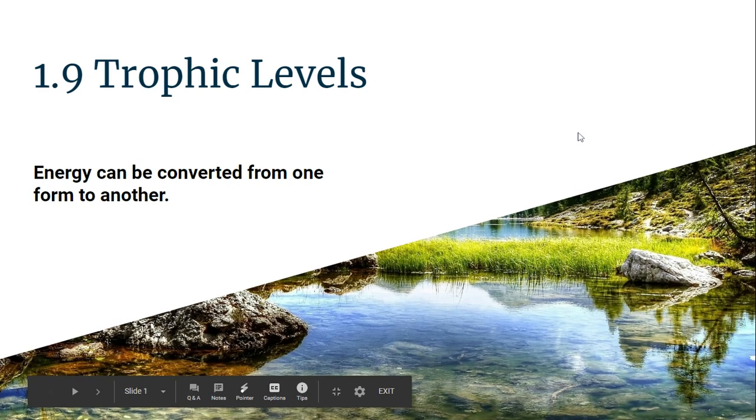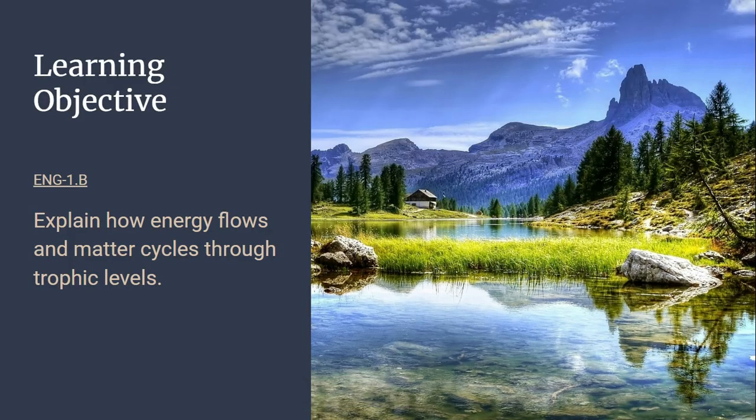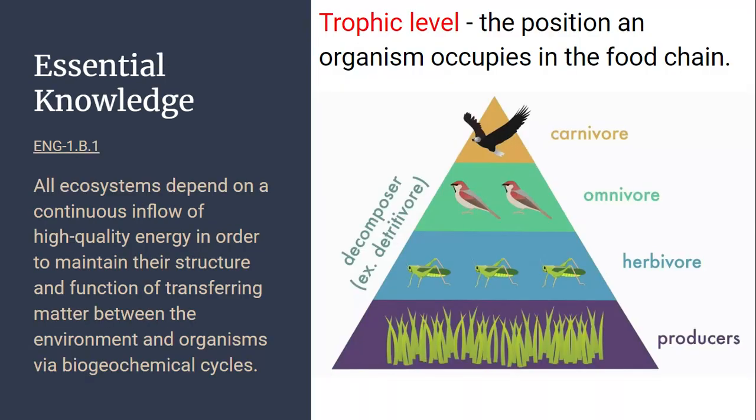1.9 Trophic Levels. So our major objective is to explain how energy flows and matter cycles through trophic levels. Our first piece of essential knowledge is that all ecosystems depend on a continuous inflow of high-quality energy in order to maintain the structure and function of transfer matter between the environment and organism via biogeochemical cycles. Whew, that's a mouthful. You're going to see this is all stuff that you've learned in biology class, even in middle school already. So what's a trophic level?